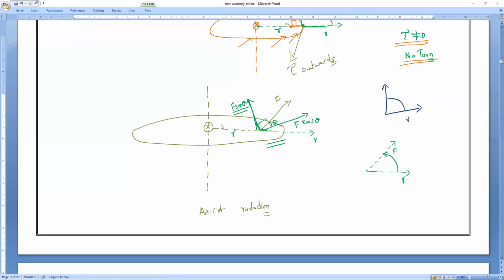Yes, please. So the torque is producing exactly upward direction, which is parallel to the axis of rotation. Am I right or wrong? So the torque is acting along the axis of rotation.